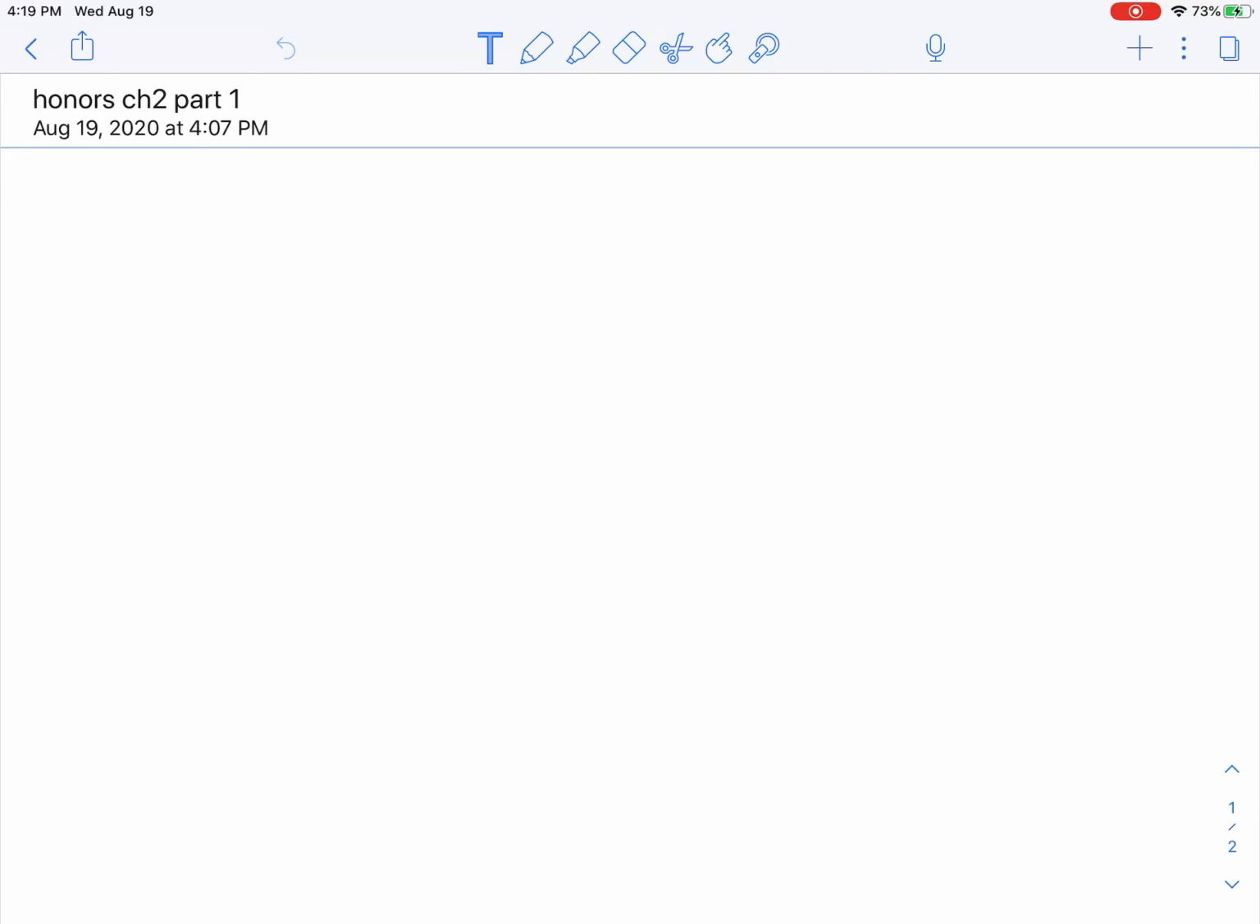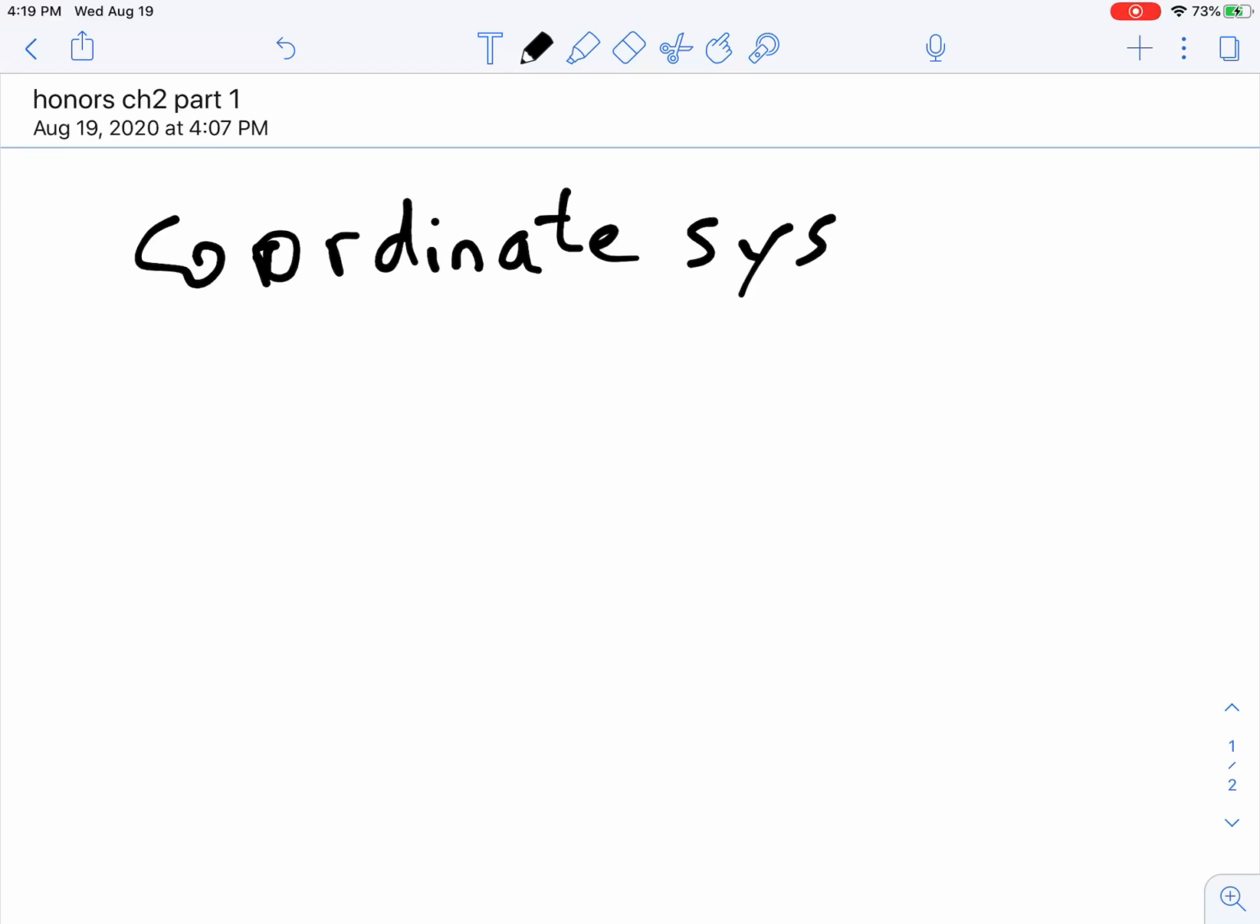So the first topic I want to discuss in chapter 2 is the concept of a coordinate system. Okay? Why do we care about a coordinate system? Well, in this class, we're going to be making lots of measurements. And when we're not making measurements, we're going to be talking about measurements. So if we want to have measurements that we can agree upon, if we want to have measurements that we're going to compare with each other, we have to be in what's called a common coordinate system.